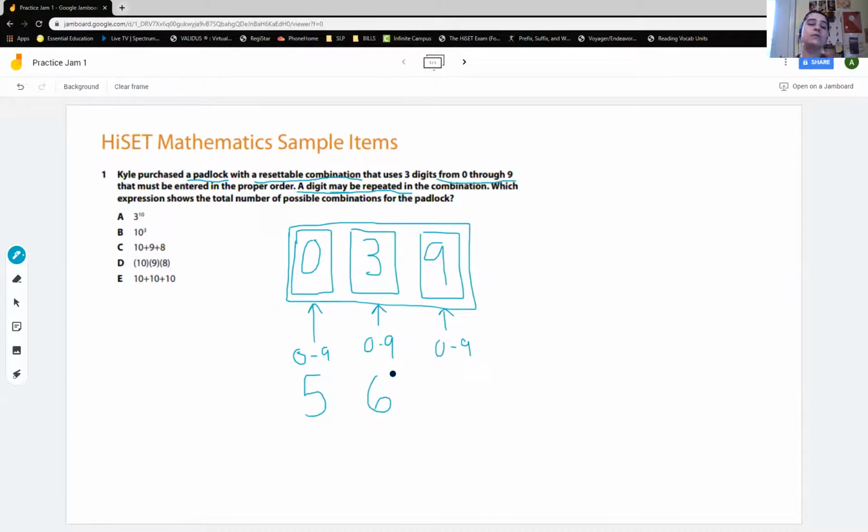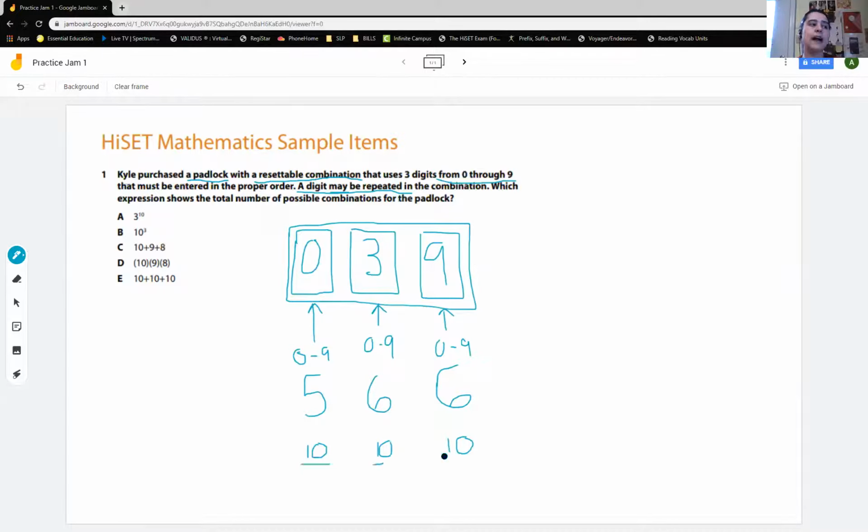Okay, so in this problem, it tells us that a digit may be repeated. So we do not have to worry about limiting the digits in that way. We can use a 5 in the first position, and we can use a 6 in the second position, and then we can repeat the 6 if we want to. We're not limited by only being able to use each digit once. So that means that there are 10 different possible digits that we could use in the first position. There are still 10 different possible digits we could use in the second position, and still 10 different digits that could be used in the third position on this lock.